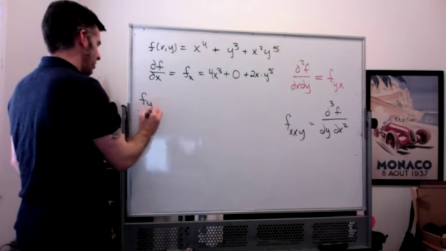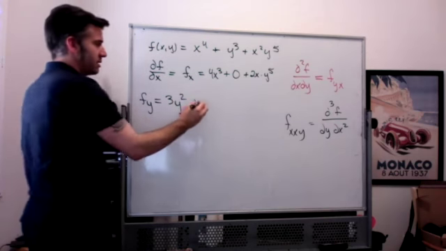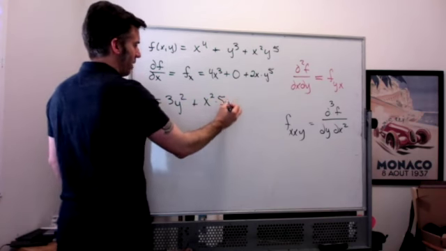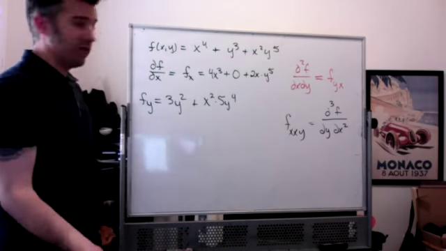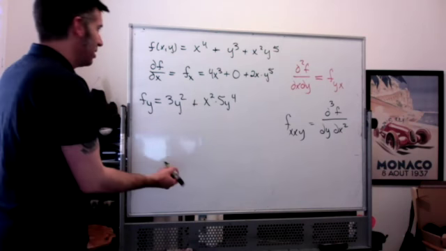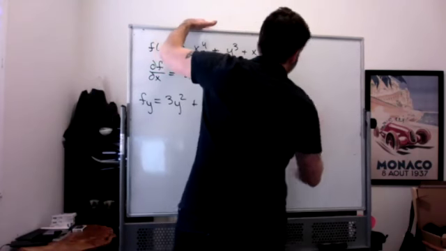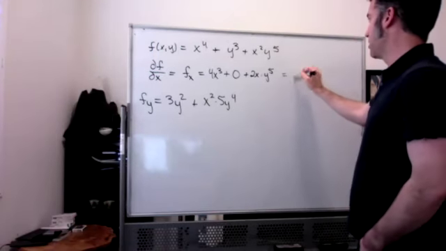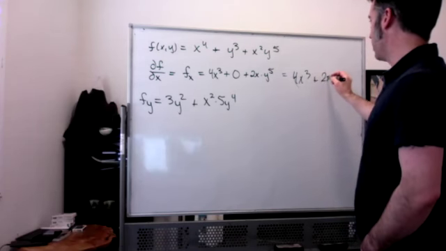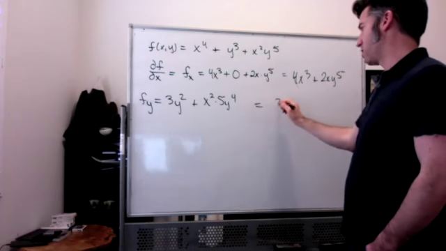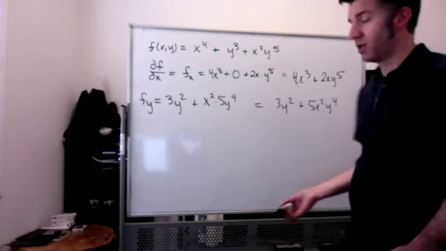Let's find the partial with respect to y. Fy is going to be 3y squared plus x squared times 5y to the fourth. How not exciting. If I had to find the second partial, I would definitely simplify things. So I would probably take a second and rewrite this as 4x cubed plus 2xy to the fifth. And this is 3y squared plus 5x squared y to the fourth. So let's find the other things.